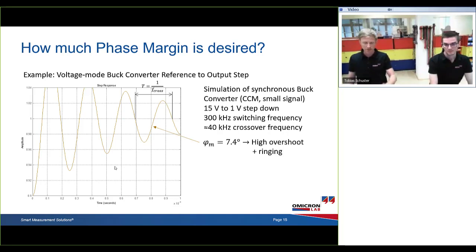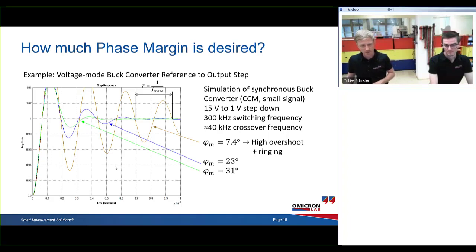So that was roughly 7 degrees of phase margin. We have high overshoot and a lot of ringing, so that's probably not enough. Maybe there should be more phase margin. So how would it be with 23 degrees? Then it would be already better, but there is overshoot and there are several rings before it starts to damp out. At 30 degrees it's getting better. At 45 degrees even more, there is only like one overshoot and one more ring visible.